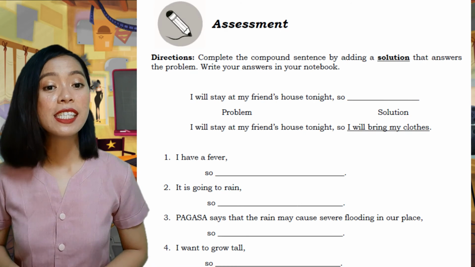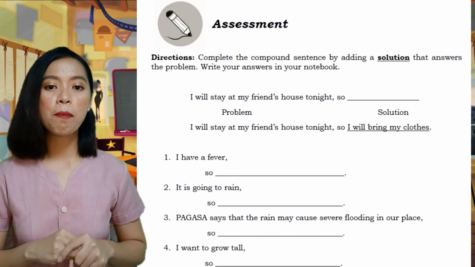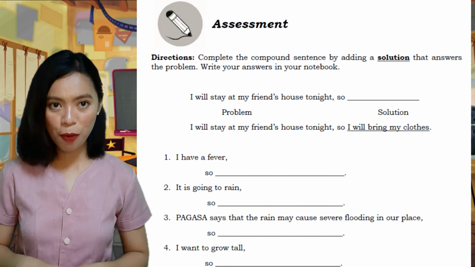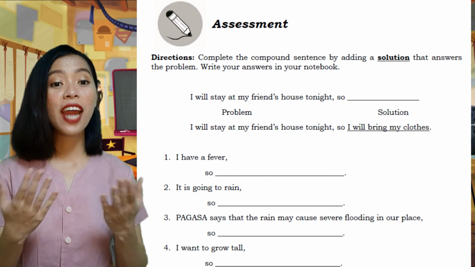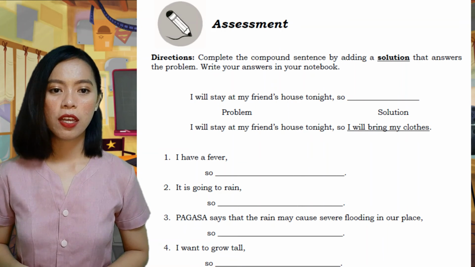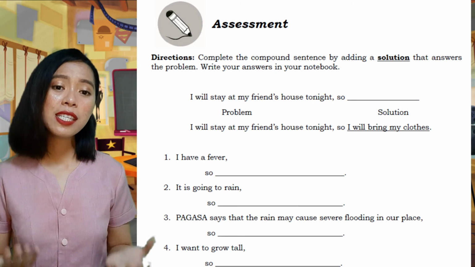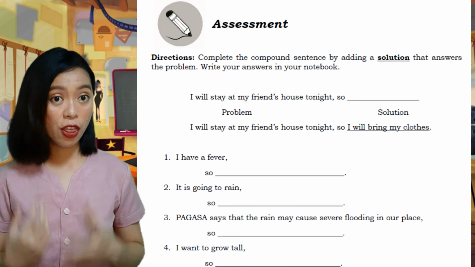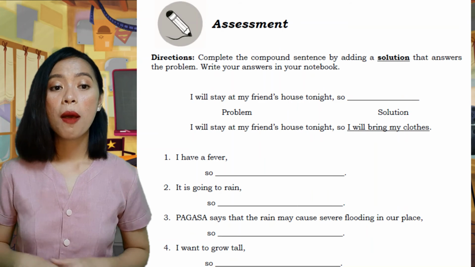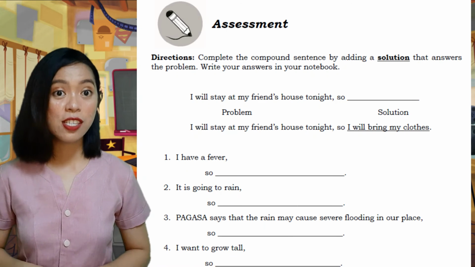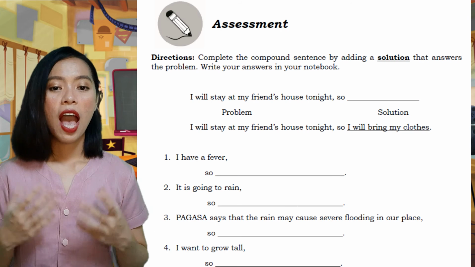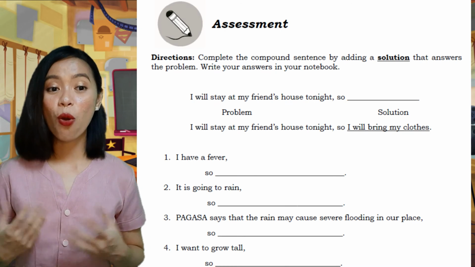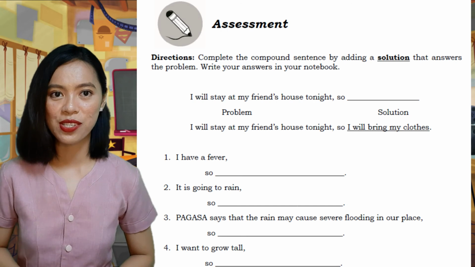Direction. Complete the compound sentence by adding a solution that answers the problem. Write your answer in your notebook. Example. I will stay at my friend's house tonight, which is the problem. So, blank. You write the solution. I will stay at my friend's house tonight, so I will bring my clothes.